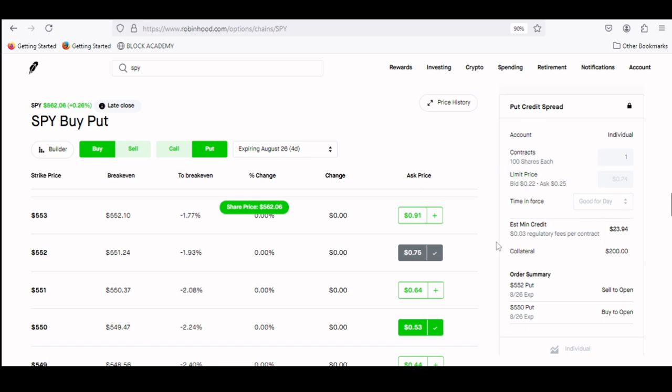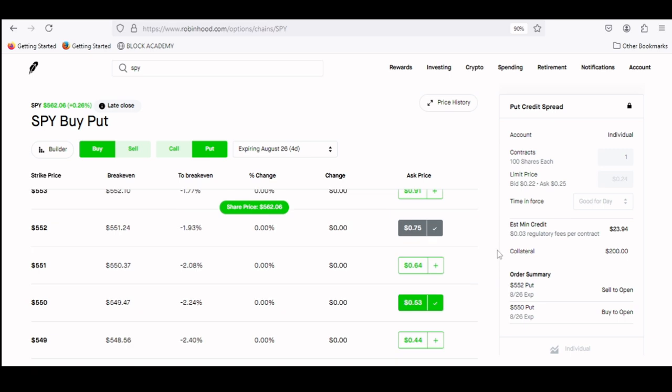Okay, so come expiration date once again on August 26th, if SPY is trading for any price between 552 and 550, then you keep your minimum credit, but now you get part of your collateral back. So before going into any option strategy, once again, always remember to do your own due diligence.